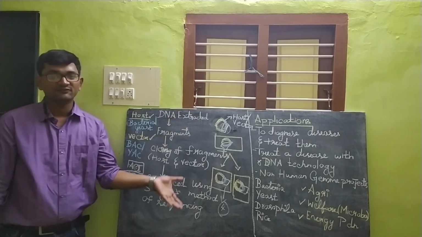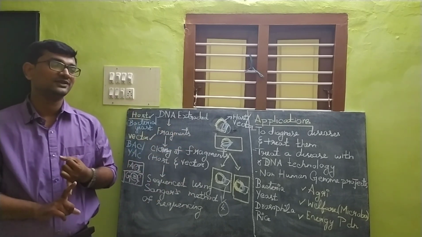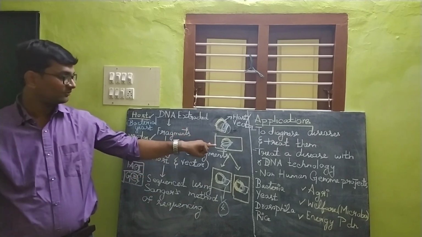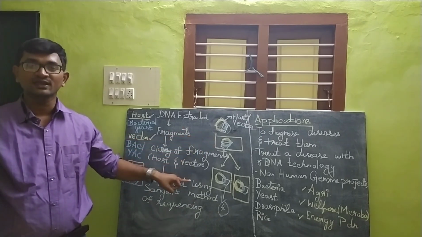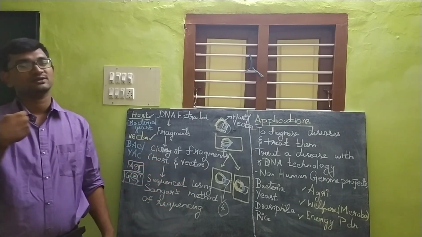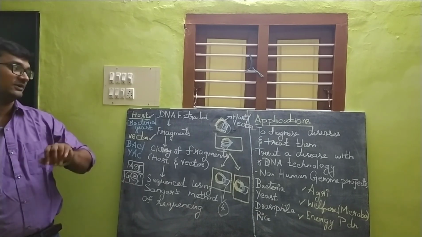So I'll give you an overall review of the techniques used in the Human Genome Project. The basic technique is, first we extract the DNA, then we cut it into fragments, then we clone, and the fourth step is to separate using the Sanger method of sequencing, which is based on a specific principle.